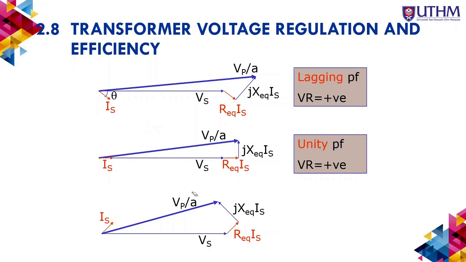Menarik ni sebenarnya lukis phasor diagram ni. Okay, so ini apa yang nak sebutkan ni lah. Kalau dia unity dia akan jadi lebih besar. Kalau lagging dia akan jadi lebih besar, sebab VR dia positif. Kalau leading dia akan jadi negatif, untuk VR dia lah.